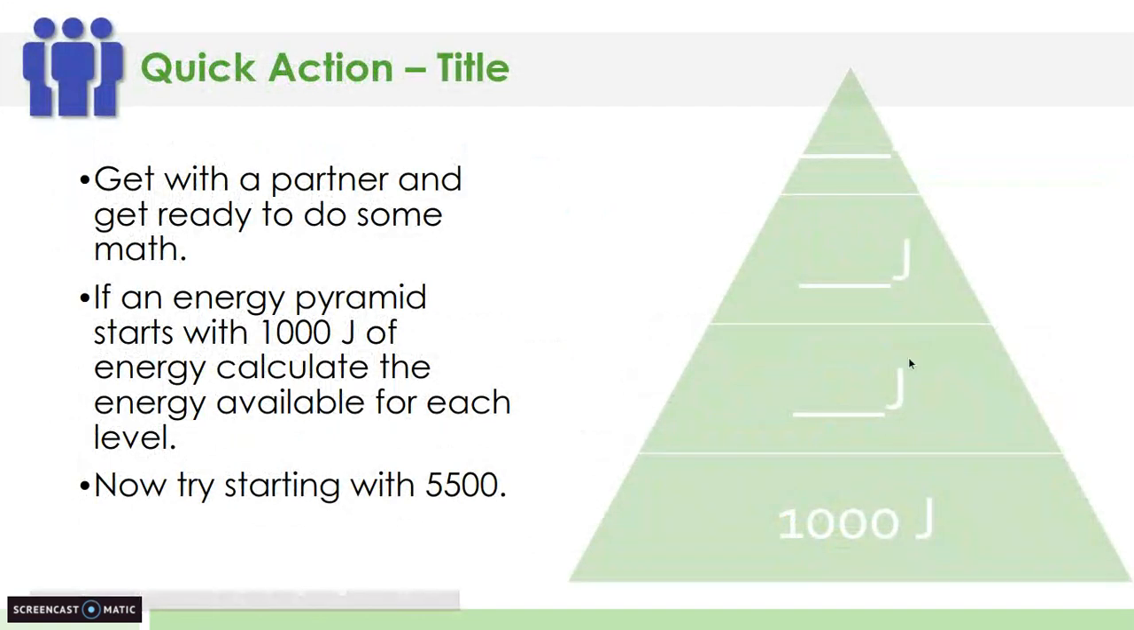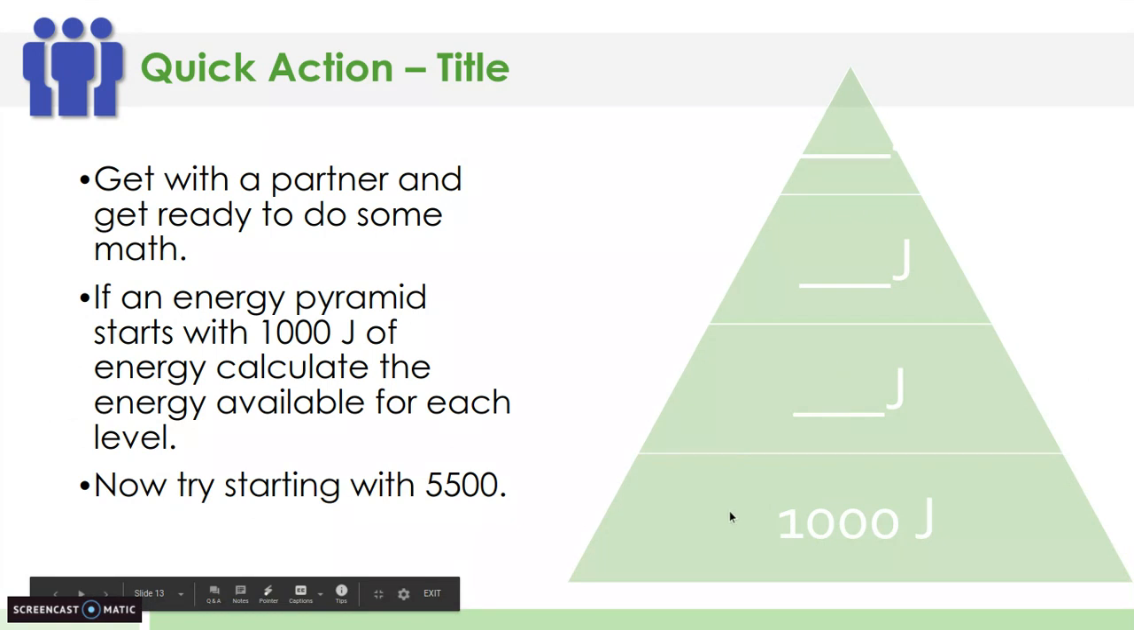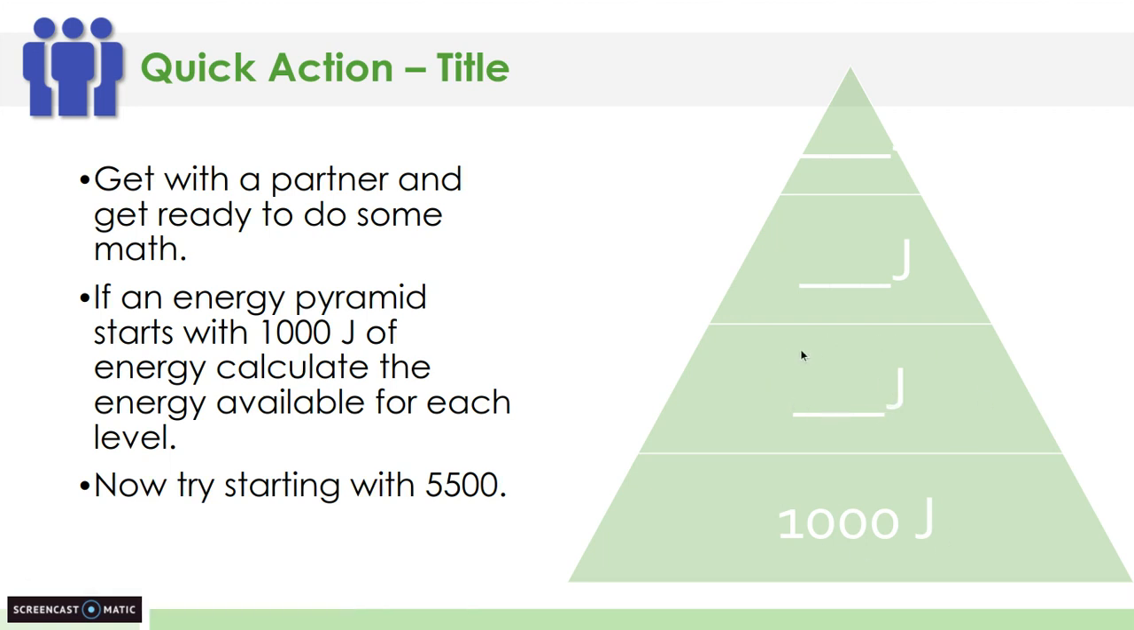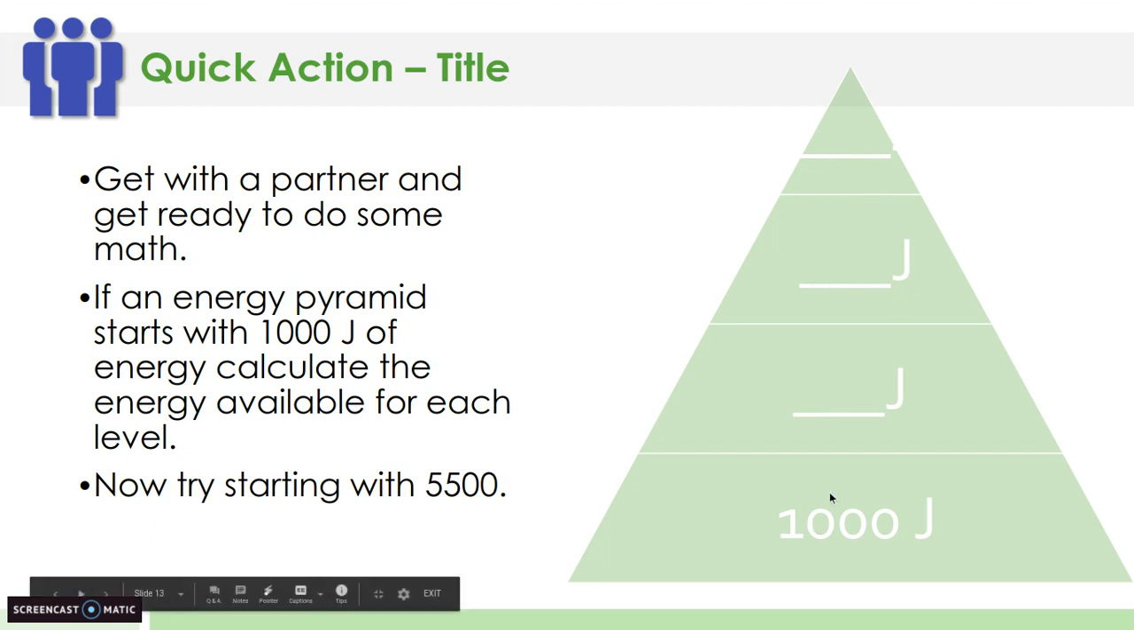So if we were to look at this energy pyramid here, what we would do is we would take, okay, so here's our producers, and then we would look, okay, well, how much energy is going to be passed on to the next level? Well, you would take 10% of 1,000. 10% of 1,000 would be 100 joules, and then you go from 100 joules to 10 joules and then to 1 joule. Notice that only 10% of the energy is passed on from one level to the next.